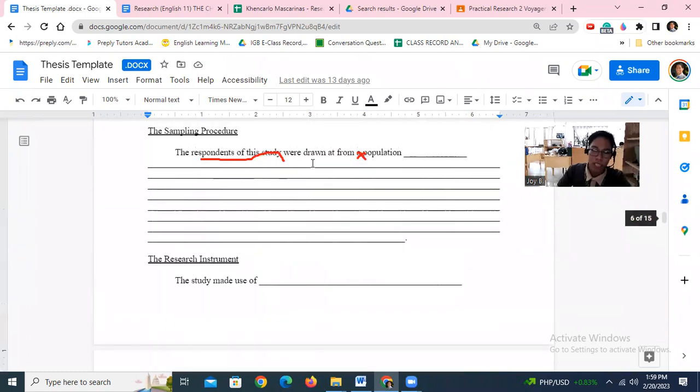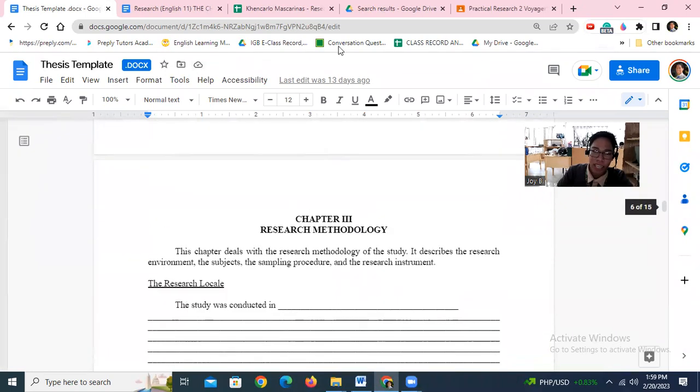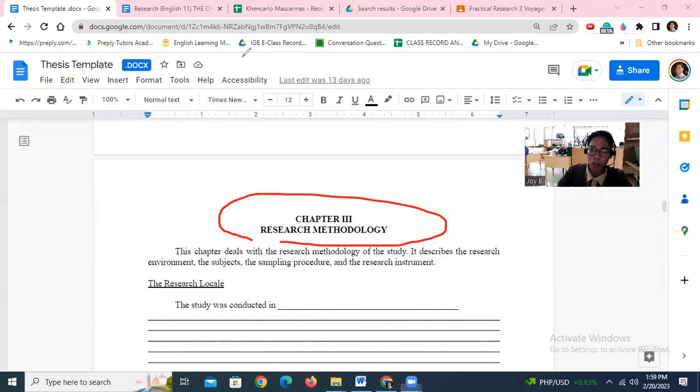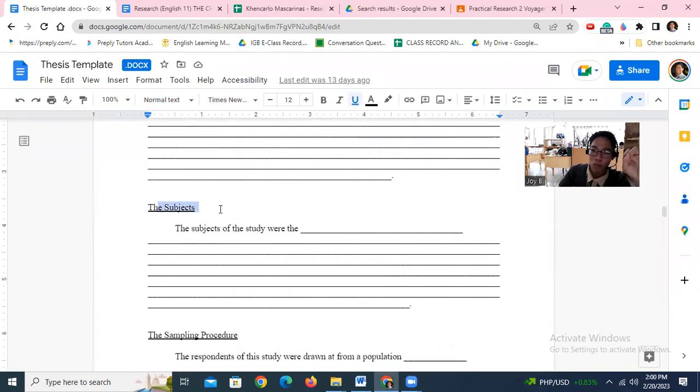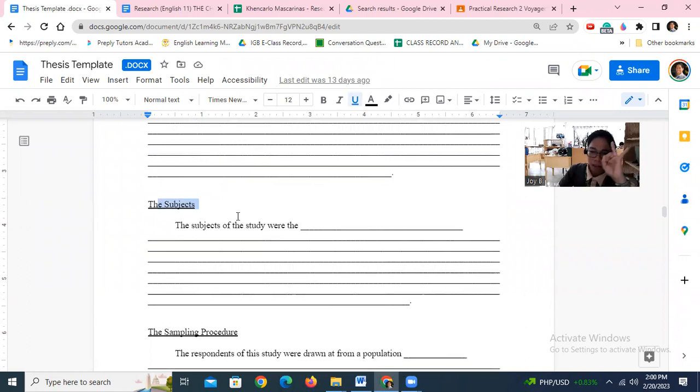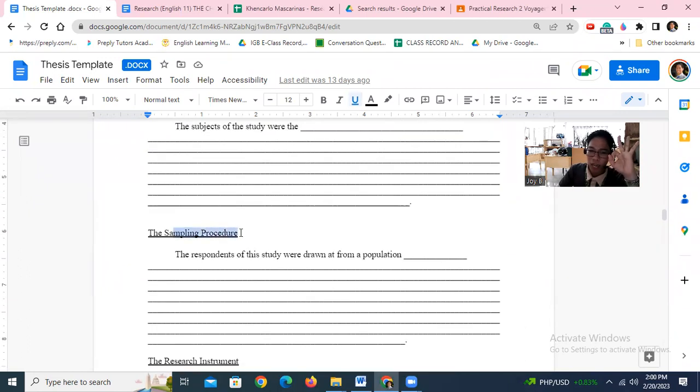Okay, yun yung chapter 2. Okay, repeat one more time. Sorry, chapter 3 rather. Okay, sa chapter 3, nandito ang research methodology. So, under research methodology, we have here the research locale. It talks about where you conducted your study. The subject, sino yung mga pinagtutuunan ng pansin. Pangatlo is the sampling procedure. Paano ginawa ang paano choose rather yung subject? How were your respondents chosen?